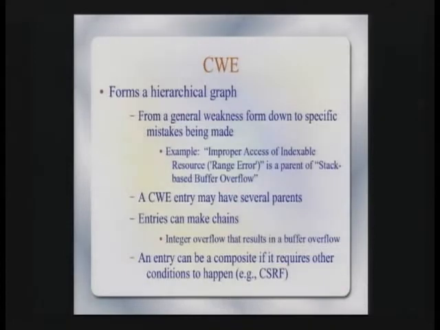For example, there may be in a specific piece of software a buffer overflow that can be exploited only if there's another flaw that allows an integer overflow. An entry may also require other conditions to be present, and then it's called a composite. For example, the CSRF vulnerability. So that's the cross-site request forgery. It's a web development flaw.